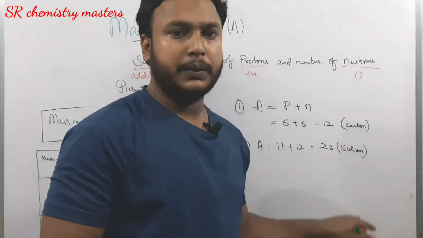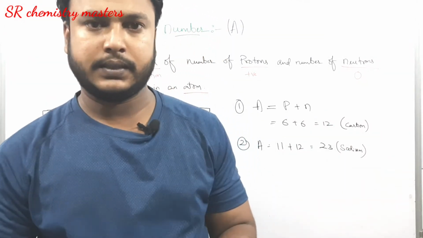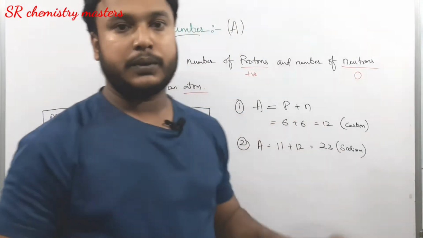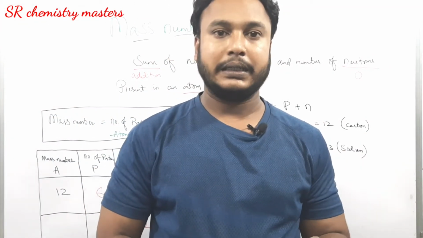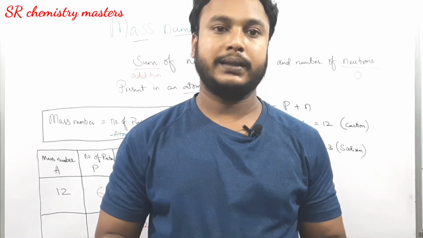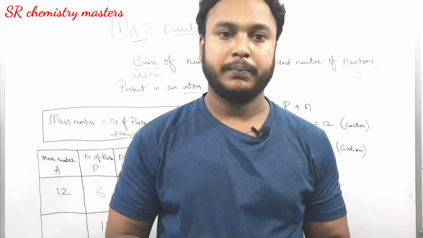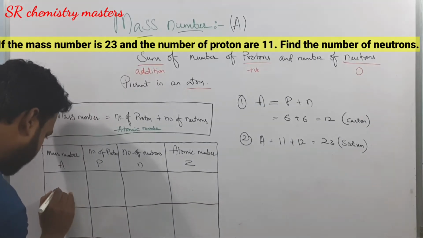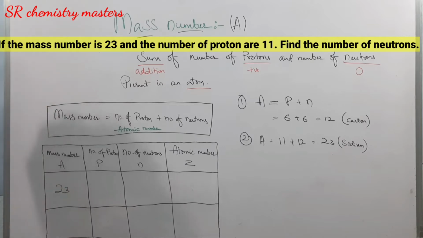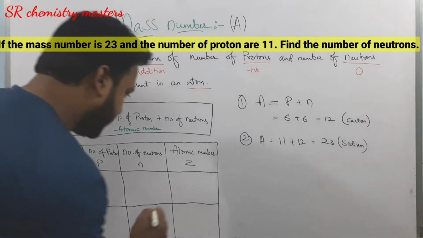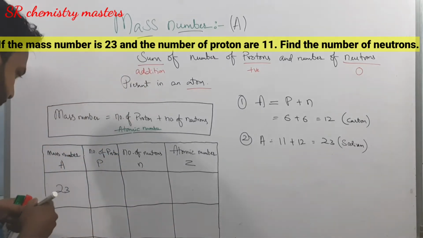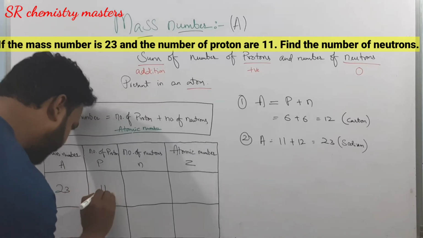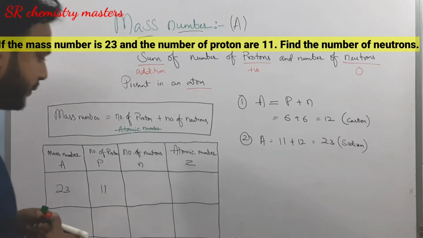These are the two simple questions where you don't have any twist. Clear? So now let us see some more problems related to the mass number, where you are going to calculate the number of neutrons present in an atom. If in the question he has given you the mass number as 23 and the number of protons as 11, now you have to calculate the number of neutrons.